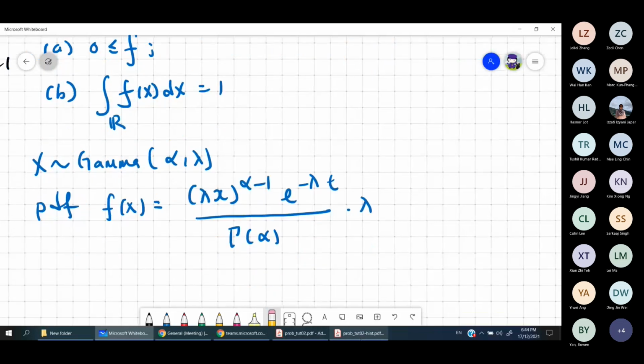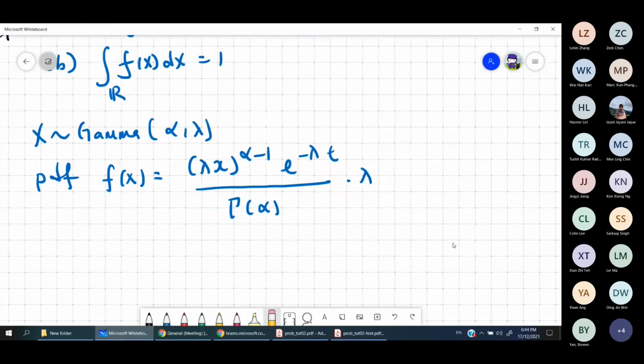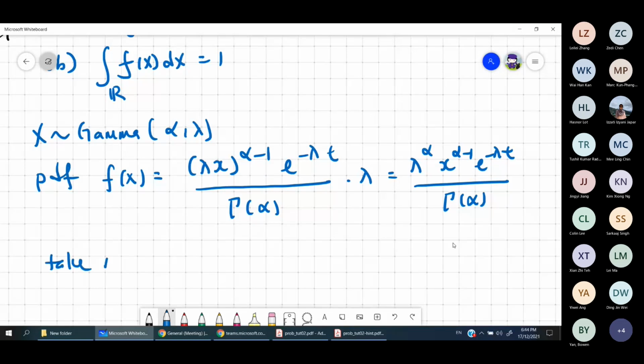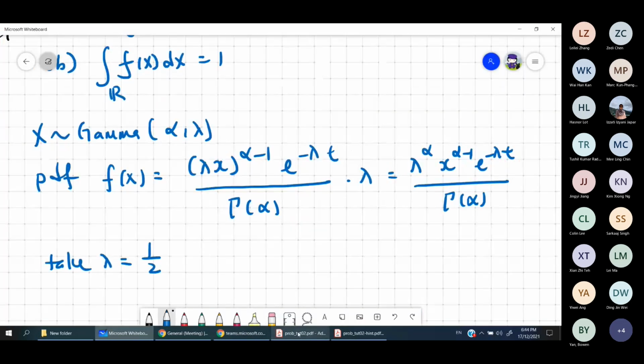So if we want to get back to our pattern, what do we have? Square of x. Okay, so maybe we can put it in a proper way. That will be lambda^alpha x^(alpha minus 1) e^(minus lambda x) over gamma(alpha). So if we take lambda as half, yeah, lambda is half, and alpha is half.